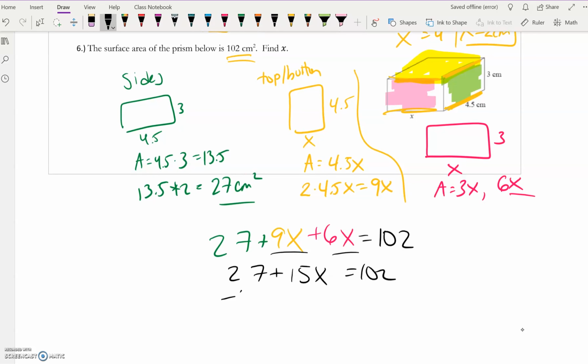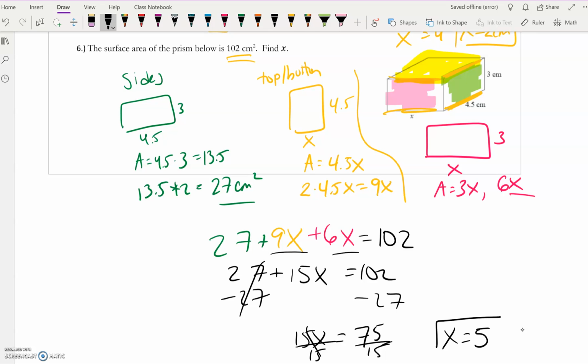Solving for x, I'm going to do minus 27, and 15x is equal to 102 minus 27, which comes out to 75. And that's a nice number because I can see it's divisible by 5 because it ends in a 5. Okay, and that's going to be 5. And x is a length, so I'm going to put centimeters. It's that many centimeters long. So that is the last problem for today's notes.